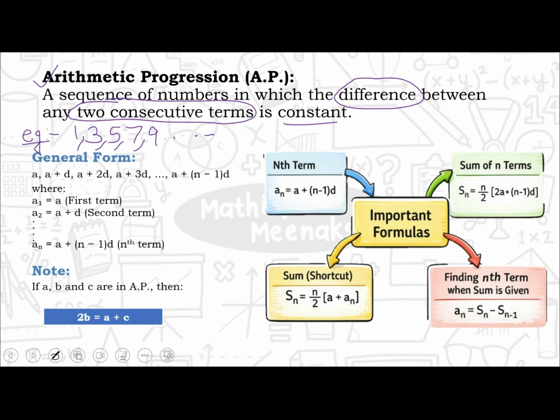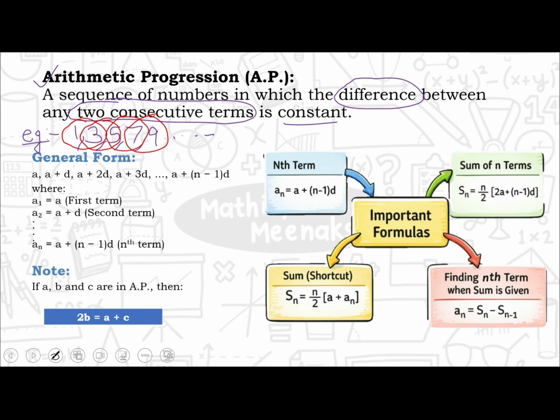Now how will we check whether this is an AP or not? We have to simply see the difference between two consecutive terms. What is the difference between 3 and 1? It's 2. Difference between 5 and 3? Again 2. Difference between 7 and 5? Again 2. And difference between 9 and 7? Again 2. So we can say, yes, this sequence is an AP because here the difference 2 is fixed.